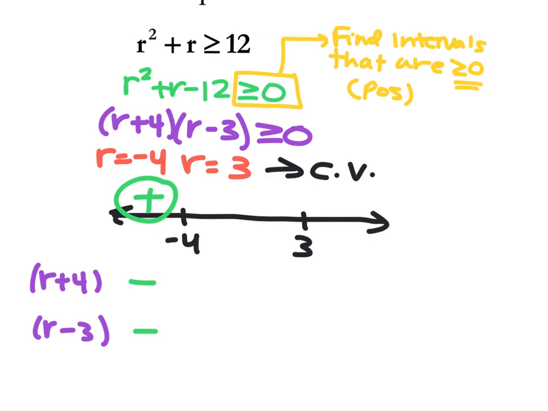Middle guy, how about 0? So 0 plus 4 is positive, 0 minus 3 is negative, positive times negative is in fact negative. And finally, we have a bigger number than 3, so how about 5? 5 plus 4 is a positive 9, 5 minus 3 is positive 2, positive times positive is positive.